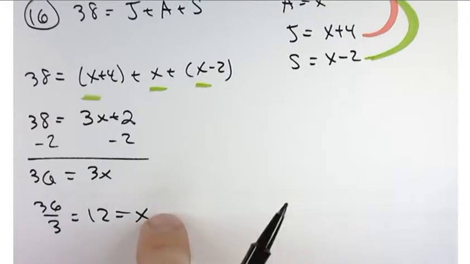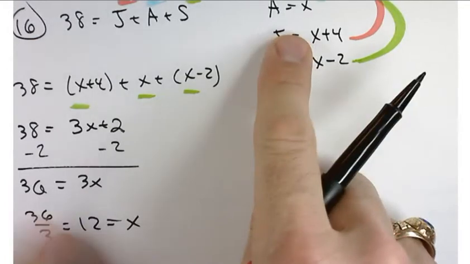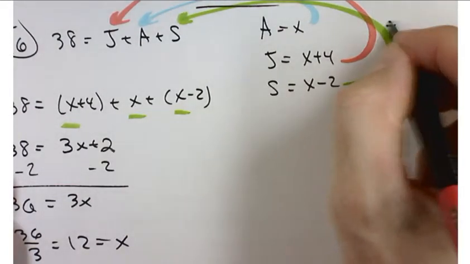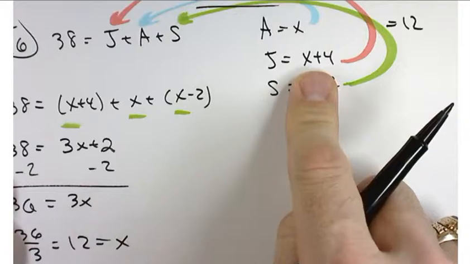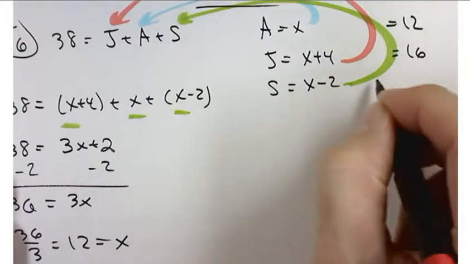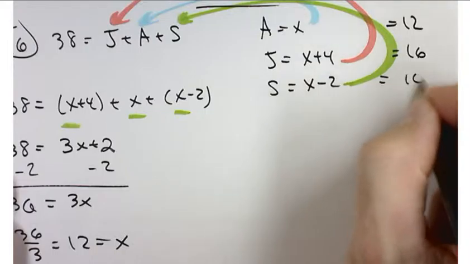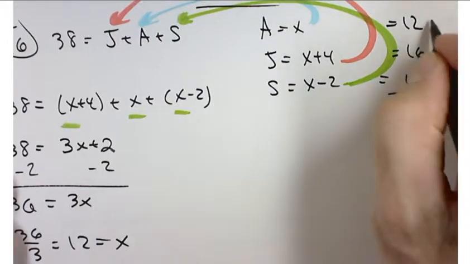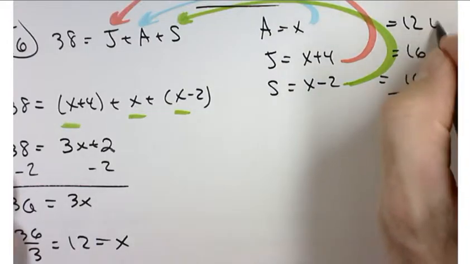So if x is 12, what is j? 16. And what is s? 10. And if you total it all up, that totals into your 38 weeks on tour.